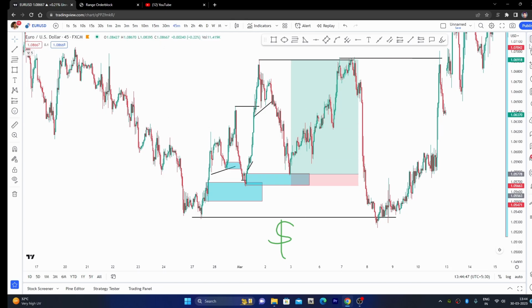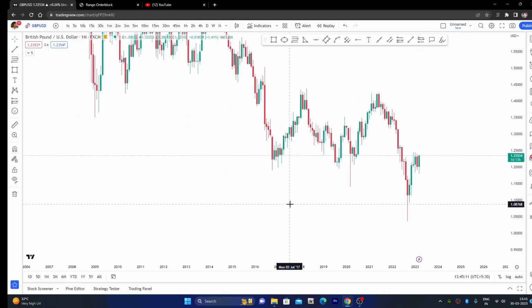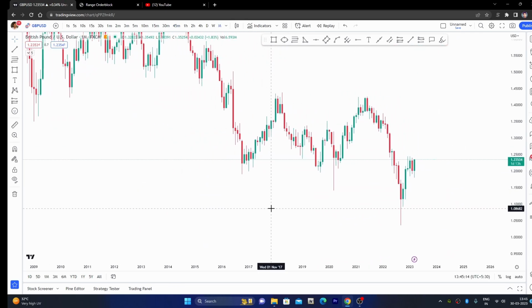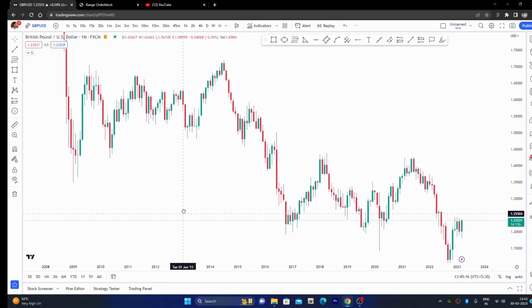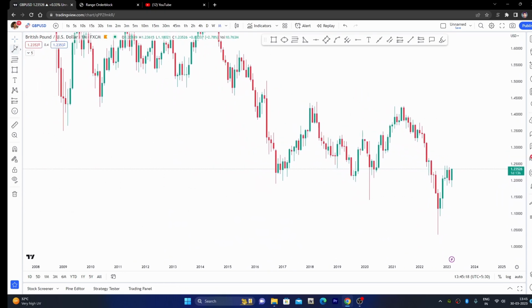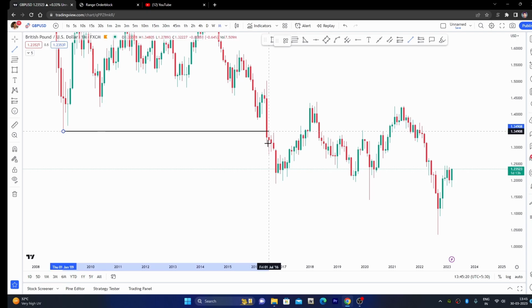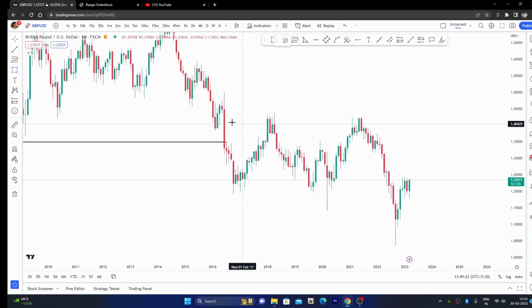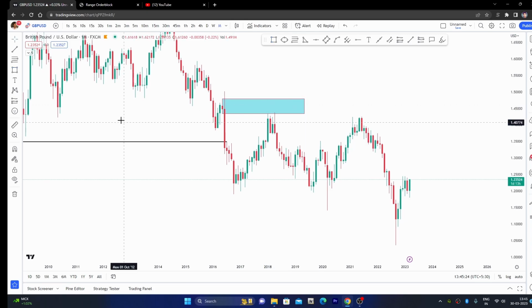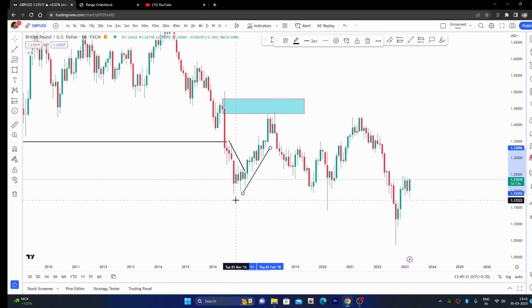Okay, let's look at GBP USD. So if we try to mark liquidity on weekly, monthly, we can see there was a structure break over here. Okay, structure break, and this was the order block. And this thing is mitigated, and this whole thing is mitigated. So it is creating liquidity. So there is liquidity on both sides. Here is liquidity and here is also liquidity.